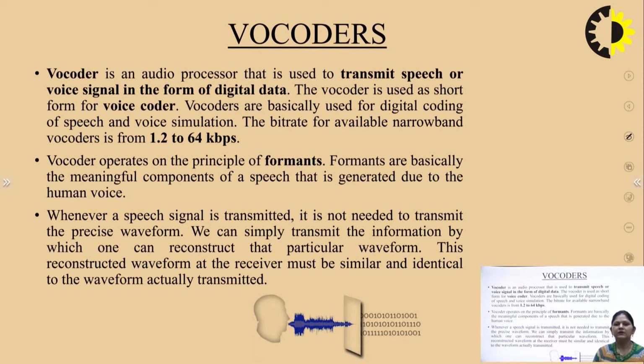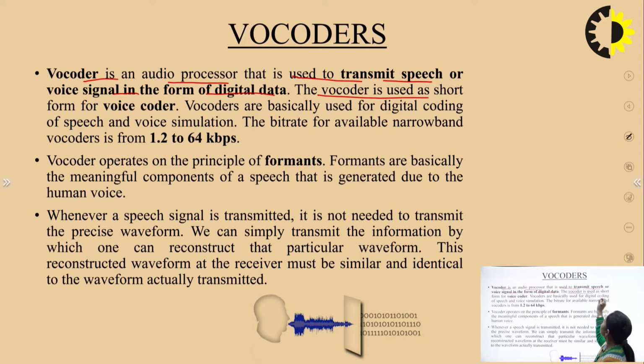As the name suggests, a vocoder is any device that is used for converting or coding the voice signal. Whenever we want to transmit our voice signal to a longer distance in digital form, we make use of vocoders. A vocoder is an audio processor that is used to transmit speech or voice signal in the form of digital data, not in analog but in digital form.